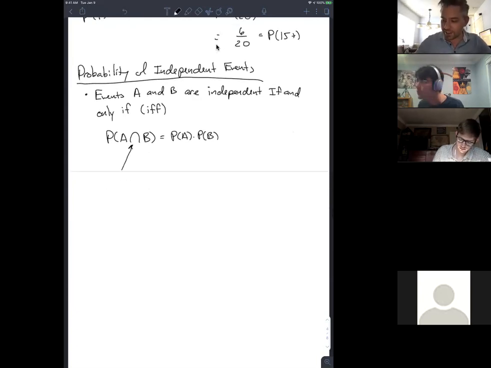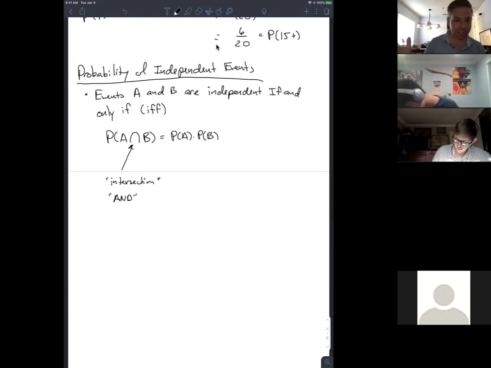This little gizmo here, which you'll notice is the upside down version of the previous operator that we defined, is what's called the intersection operator. And again, the logic operator that this most closely resembles is AND. So what this says is that the probability of getting A and B is equal to the product of the individual probabilities of each.